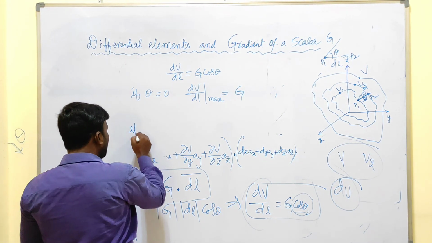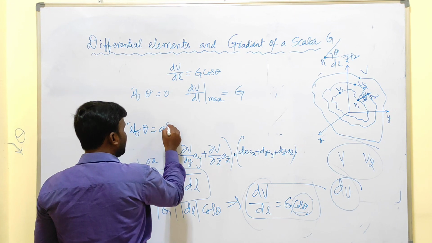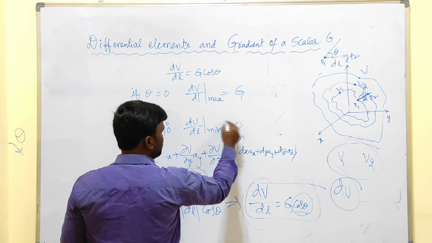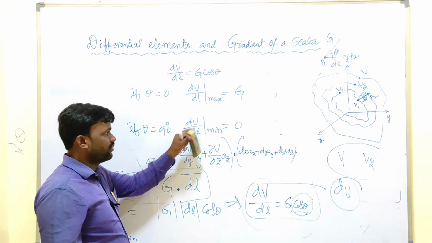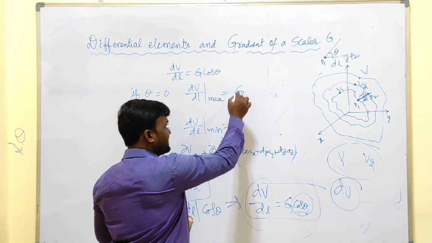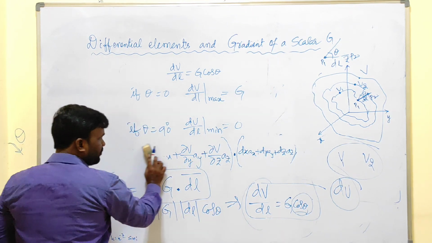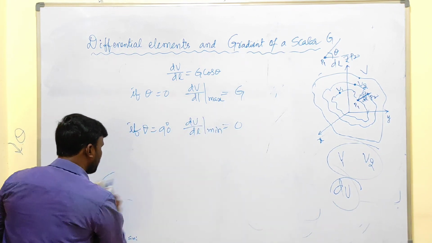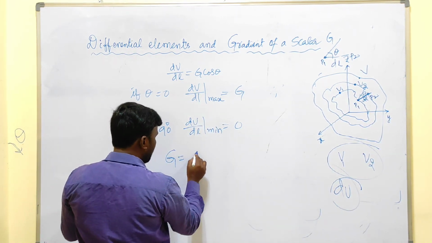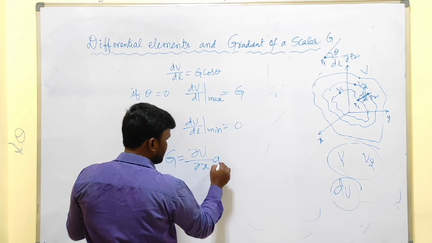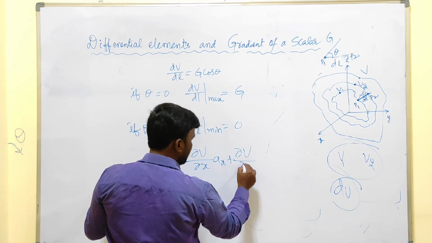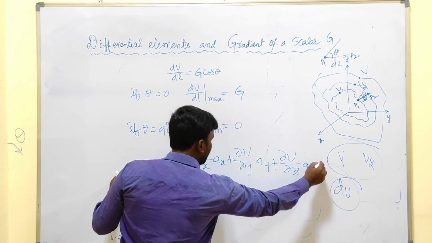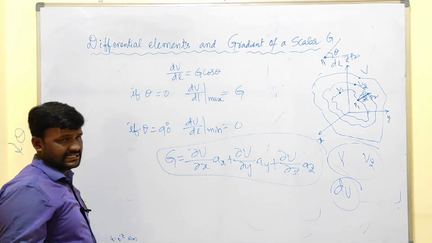And if theta equals 90 degrees, then dV by dl becomes minimum, that means 0. dV by dl equals minimum 0. That means this G, what is our G? G is nothing but dou v by dou x ax plus dou v by dou y ay plus dou v by dou z az. Basically, it is the gradient formula in the Cartesian coordinate system.